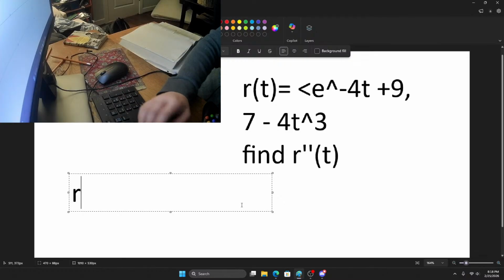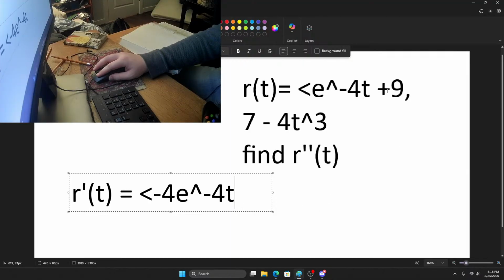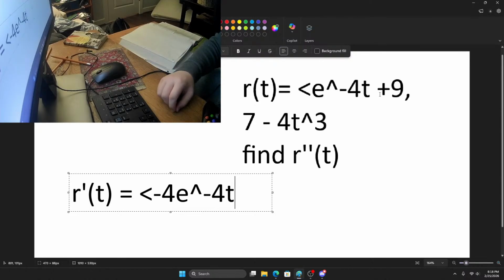Anywho, so r single prime t, the first derivative, would equal negative 4e to the power of negative 4t. And you see it has the plus 9 there, but the thing is, the derivative of one single number, the derivative of just a whole number without any variables, is 0.